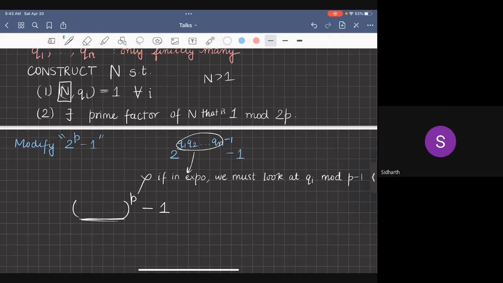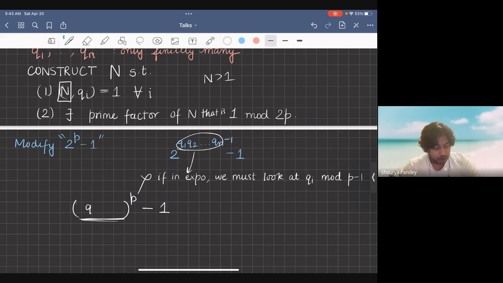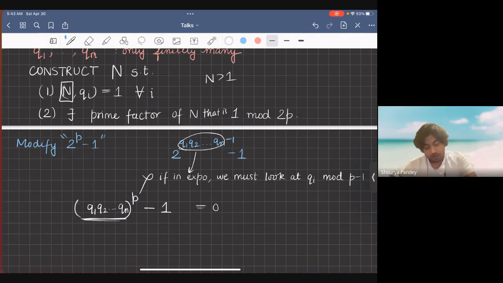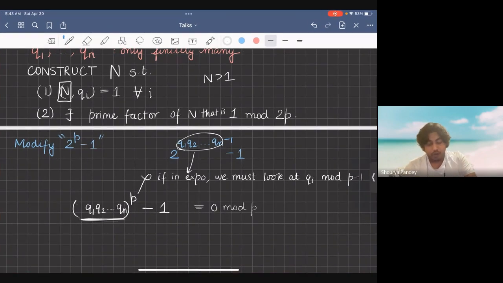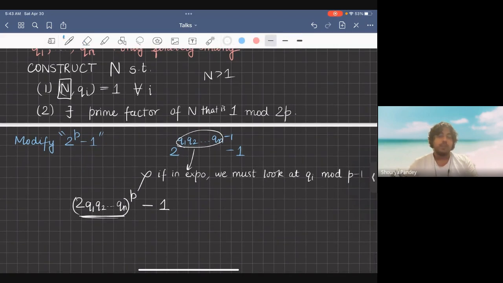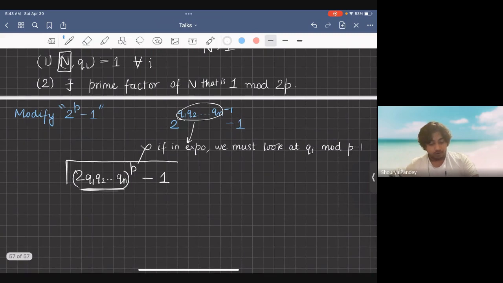The product of the primes. Well, if I put the product of the primes, then note that this entire thing is not 1 mod p, right? It's 0 mod p right now, right? But I want factors to be 1 mod 2p. So maybe not just the product of primes, something else alongside the product of primes. So what if I just put a 2, right? Yeah. And now let's focus on this number.